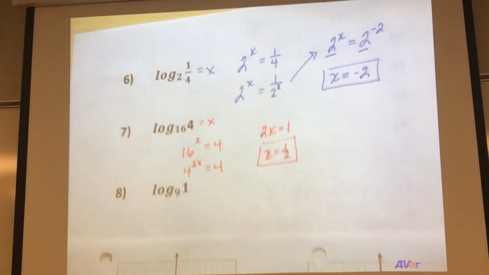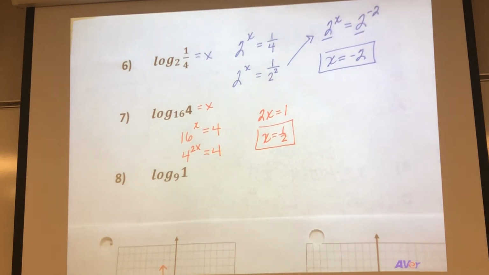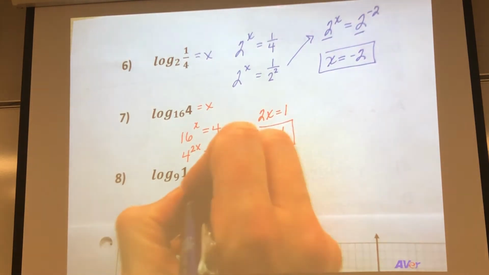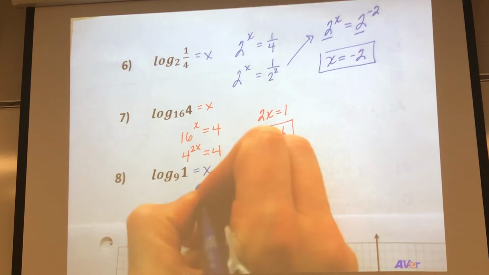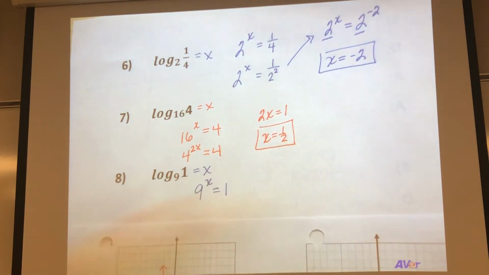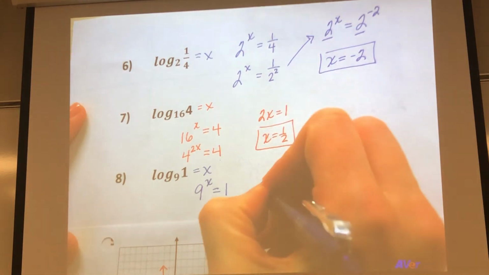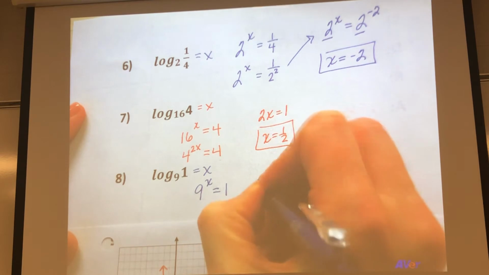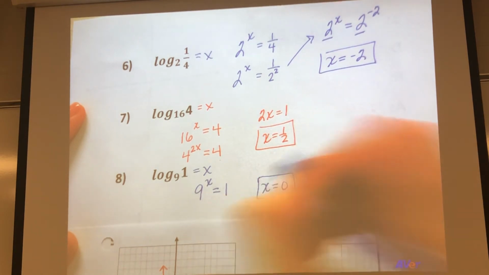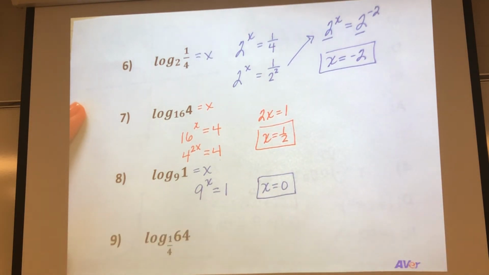All right, log of 1 base 9, set it equal to x. 9 to the x equals 1. This is one of those where we can't get the bases the same. This is a special case where we just have to know anything to what power is 1. Well, if you said 0, you were right. So anything to the 0 power is 1. So our x would be 0.